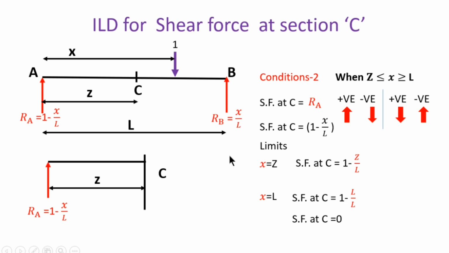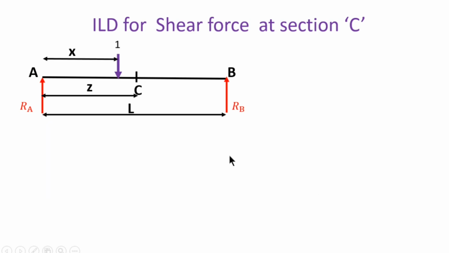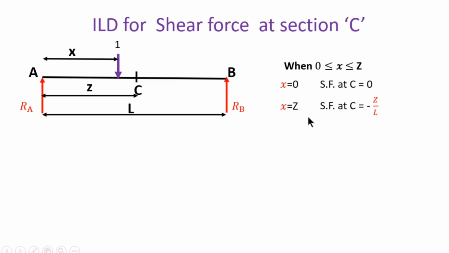C to B also. So we draw here the ILD for the shear force at section C. Now the first limit, 0 to Z: in that case x equal to 0, your shear force is equal to 0. When x is equal to Z, shear force is equal to minus Z by L. Now here draw the line. When x is equal to 0, shear force is 0, and x is equal to Z means, when the load is between A to C, the shear force is minus Z by L, like this.